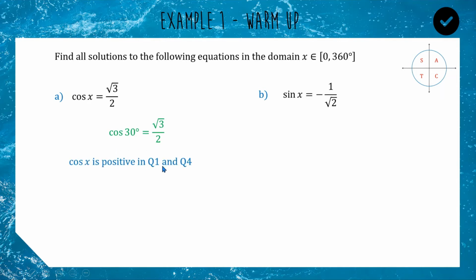All right, so positive in 1 and 4. So we're going to do 30 degrees in the first quadrant. And in the fourth quadrant, we work back from 360, okay? So 360, take away 30, gets us our second answer of 330.